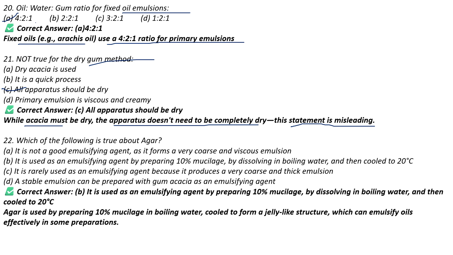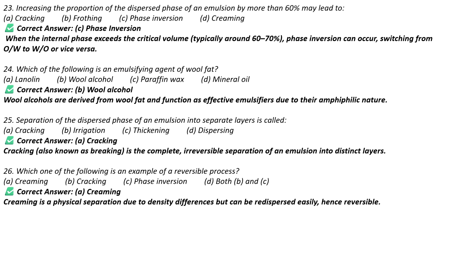So, जो agar है, it is used by preparing 10% mucilage in boiling water, then cooled to form a jelly-like structure which can emulsify oils effectively in some preparations. So we can say option B, that states it is used as an emulsifying agent by preparing 10% mucilage by dissolving it in boiling water and then cooled to 20 degrees Celsius, is a true statement with respect to agar. So moving on to another question, increasing the proportion of the dispersed phase of an emulsion by more than 60% may lead to, options are cracking, frothing, phase inversion, या creaming.